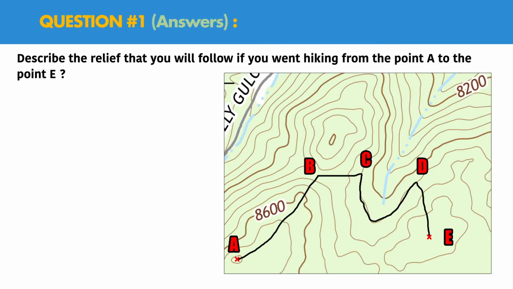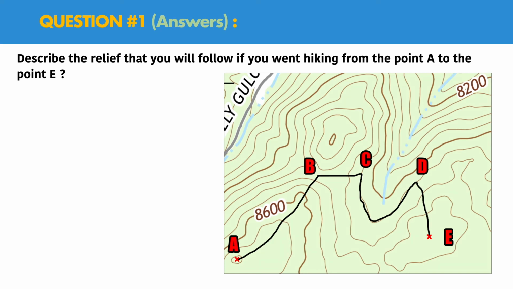Question number 1. Describe the relief that you will follow if you went hiking from the point A to the point E. In this map excerpt, we have two elevation values, two mountain peaks, a little hill, and an intermittent creek.